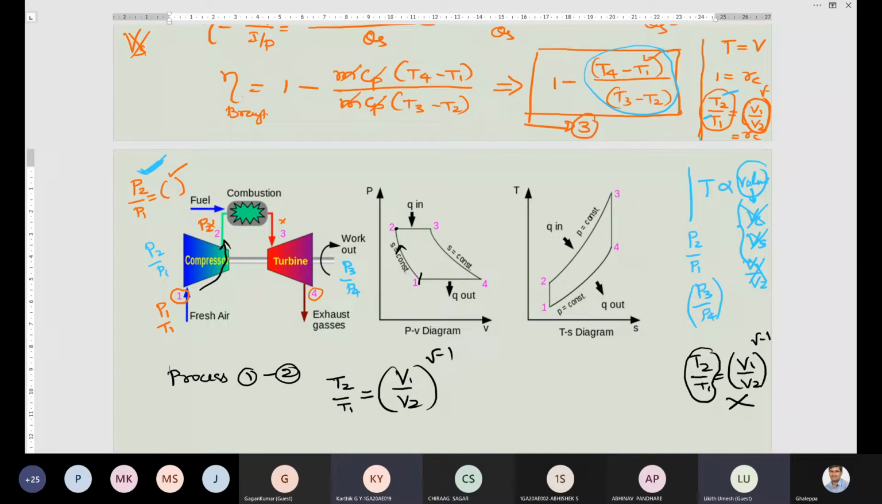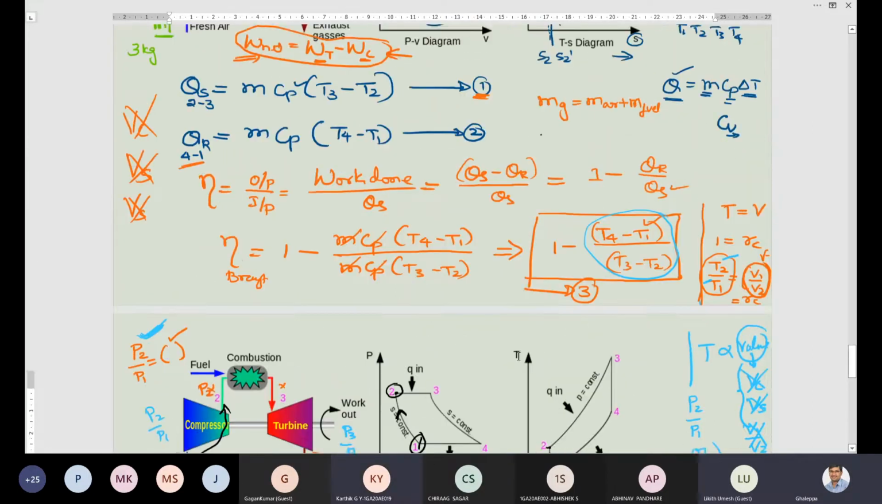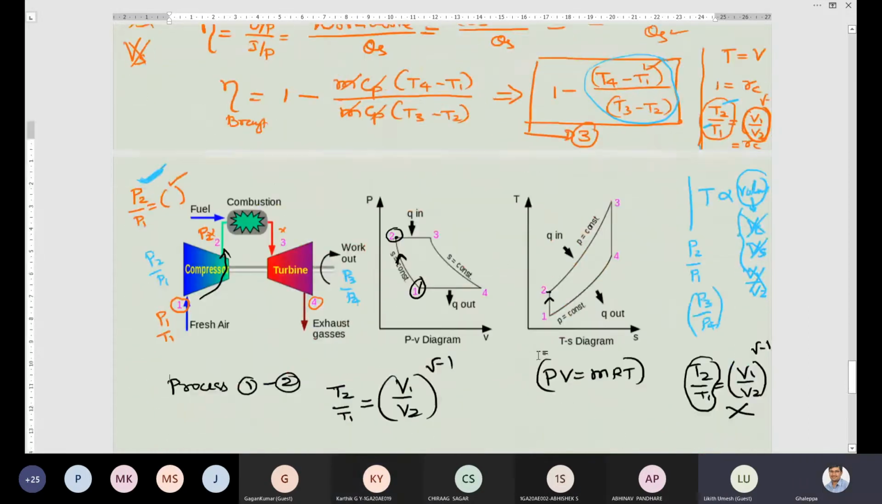Ideal gas equation, PV is equal to mRT. This is for a particular point. But what is the name of the process between 1 to 2? Is it constant pressure or adiabatic process? What is the name of the 1 to 2 process? Reversible adiabatic. Very good.